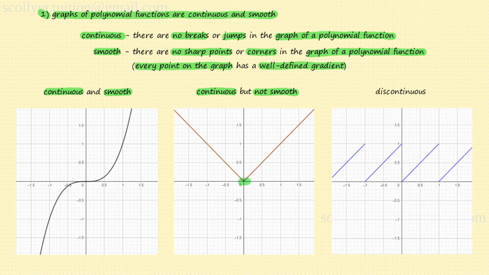Here is an example of a graph that is not continuous. It is discontinuous. That's because it has jumps. There is a jump from here to here, here to here, here to here. The graph of a function is continuous if we can draw it without lifting our pen from the paper at any point. Polynomial functions always look like the first example, continuous and smooth. And the three functions seen here are y equals x cubed, a polynomial function, y equals mod x, and y equals x minus the floor of x.